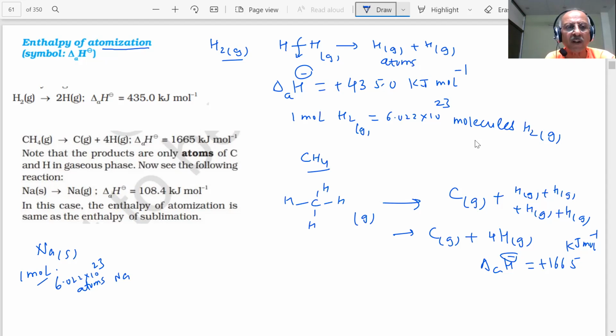You know what is the atomic mass of sodium? 23. So if I take 23 gram of sodium, a piece of 23 gram of sodium, there will be how many atoms? But they are together. These atoms are together, student. There is a force between them, what we call a metallic bond.